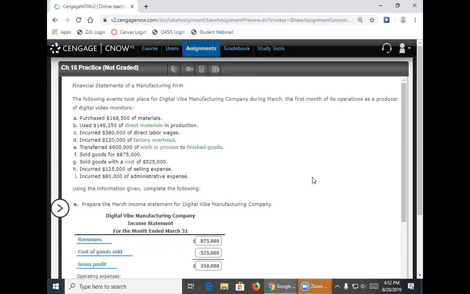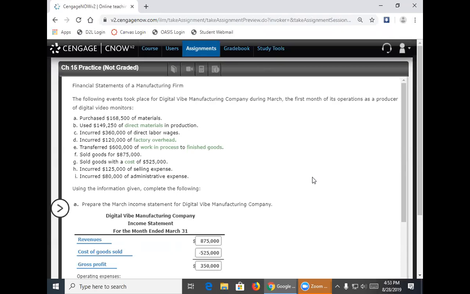So that's purchases. That's all the materials we've purchased during March. And then they told us in part B that we used 149,250 of direct materials. Okay. Well, when they tell us that we used direct materials, that means it came out in here. So when we use materials, we credit materials 149,250.